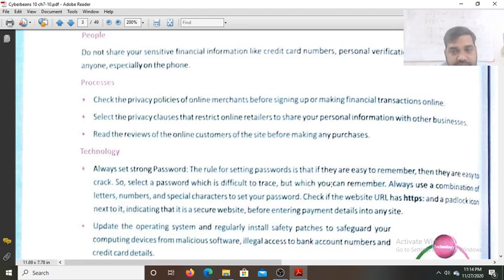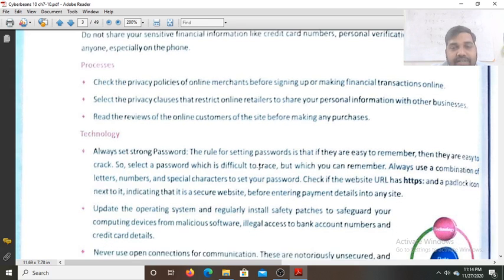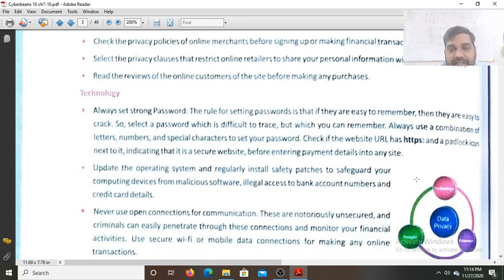Check if the website URL has HTTPS and a padlock icon next to it, indicating that it is a secure website. So before entering the payment details into any site, check for a padlock icon in the address bar. If it is present, then do that. Otherwise, don't do the online payment on a website that is not secure, which means a website that has no padlock icon.